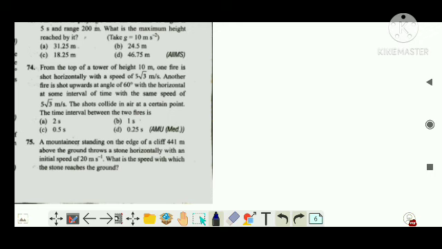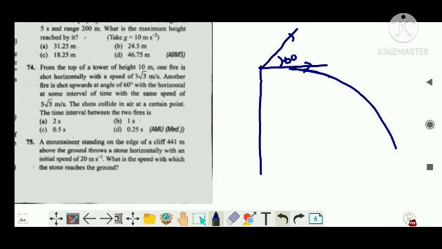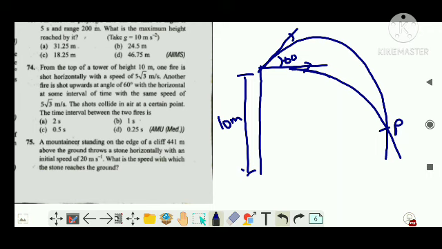Now see, this is a tower. Let's say two balls are thrown. One is in this direction horizontally, the other is in this direction, let's say at 60 degree. Both of them will be undergoing a parabolic path. Let's say P is the point where they are going to collide, and 10 meters is the height of this tower. And 5√3 meter per second is the velocity for both. This is the first ball, this is the second ball.